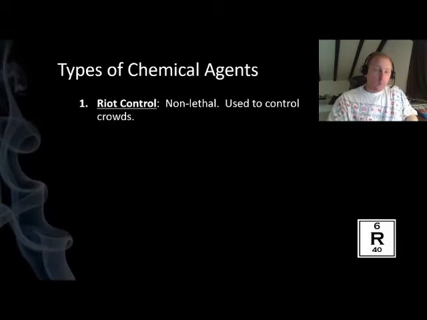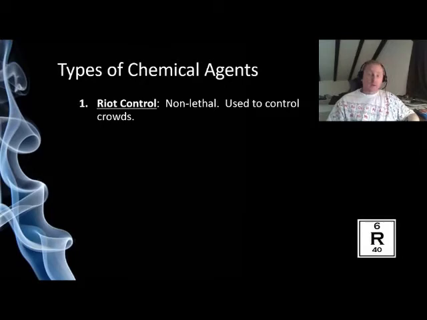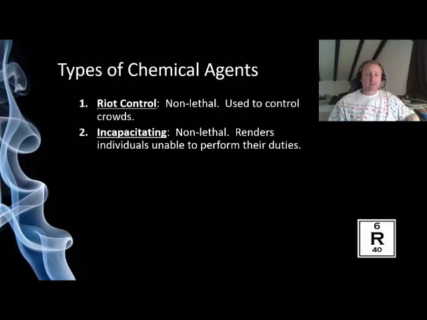We're going to go over six different types of chemical agents. The first type is riot control. Riot control agents are non-lethal and they're used to control crowds. We'll get into more detail on these in a moment. The second type is incapacitating agents. They are also lethal. The point of incapacitating agents is to render individuals unable to perform their duties.